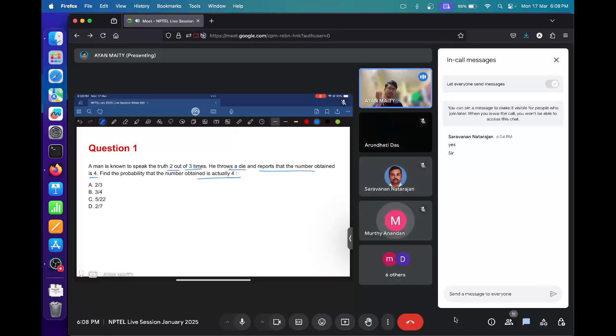So 2 by 3 is just the probability of speaking the truth, but one piece of information is given: he reports that the number is 4. So what is the probability of actually getting 4? Some statement is given, and based on that we want the probability of actually obtaining 4. That's why you have to apply Bayes' theorem. I will discuss this question after all of you try it out.